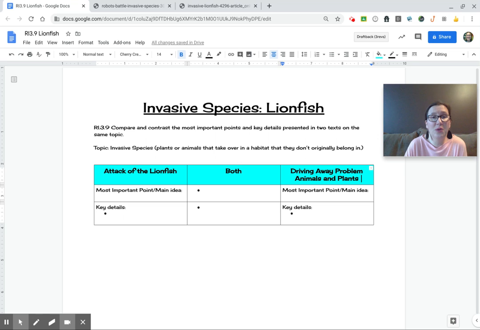Today we're going to continue our work on comparing and contrasting the most important points and key details in two texts that are on the same topic. So I wanted to do a topic that I thought was pretty interesting, and I started thinking about a story that my dad told me a few years ago.